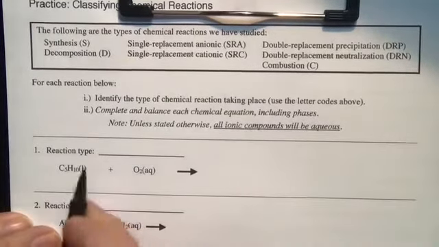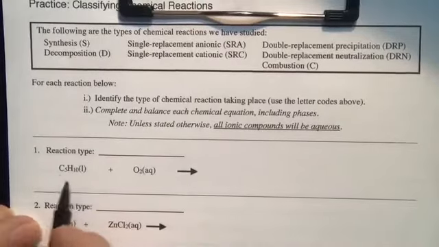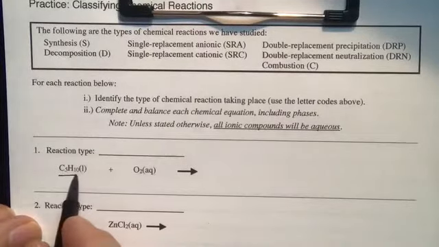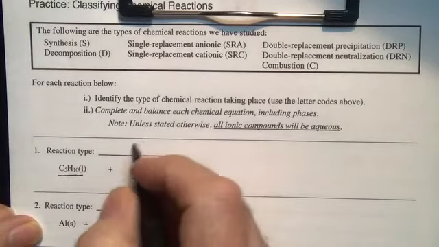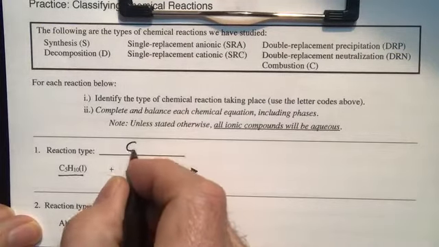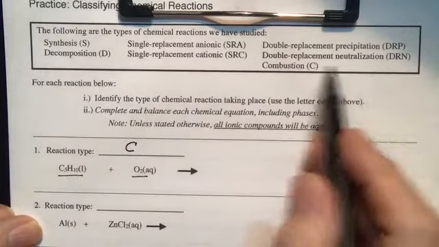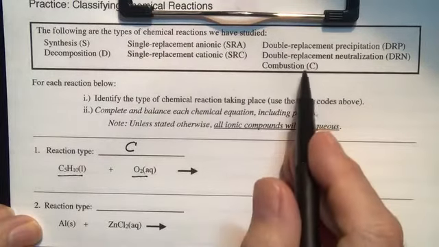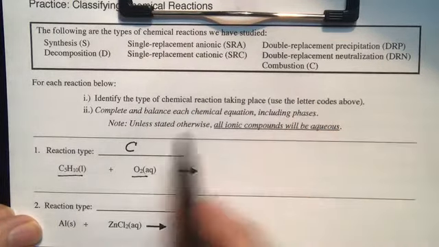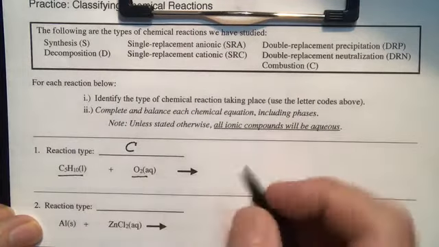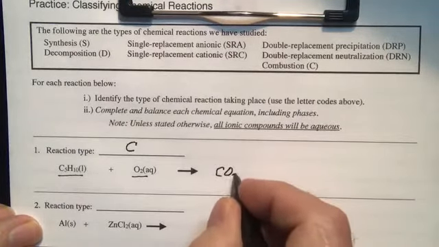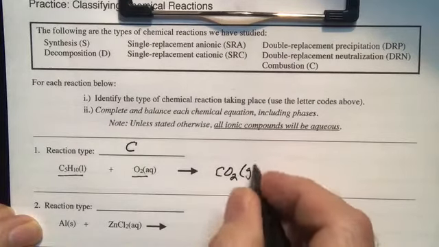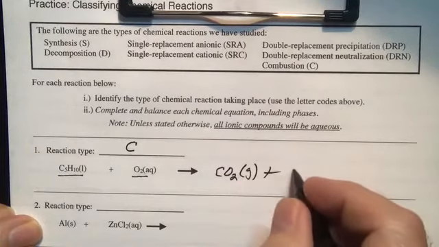Okay, now the first one, we have a hydrocarbon and oxygen. So that is a combustion reaction. So I'm using the codes that we have in each one of the types of reactions. So combustion is C. Now for a combustion reaction, it will always produce carbon dioxide, the gas, and water, which is a liquid.